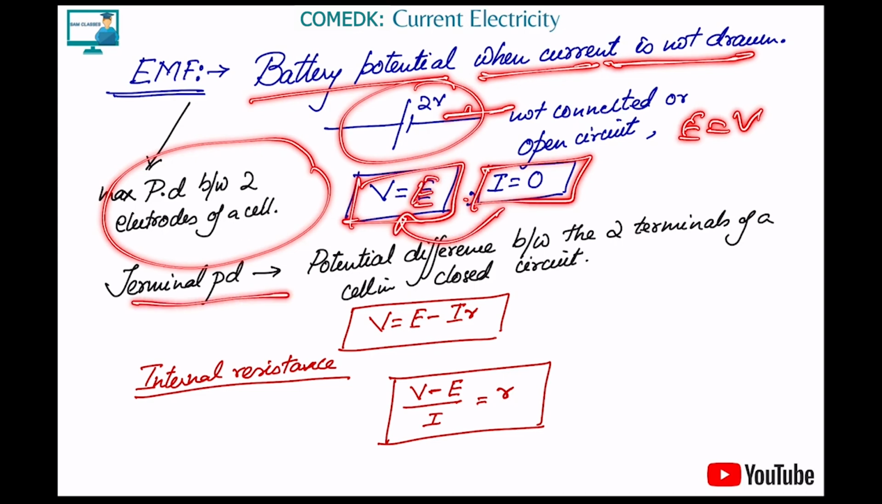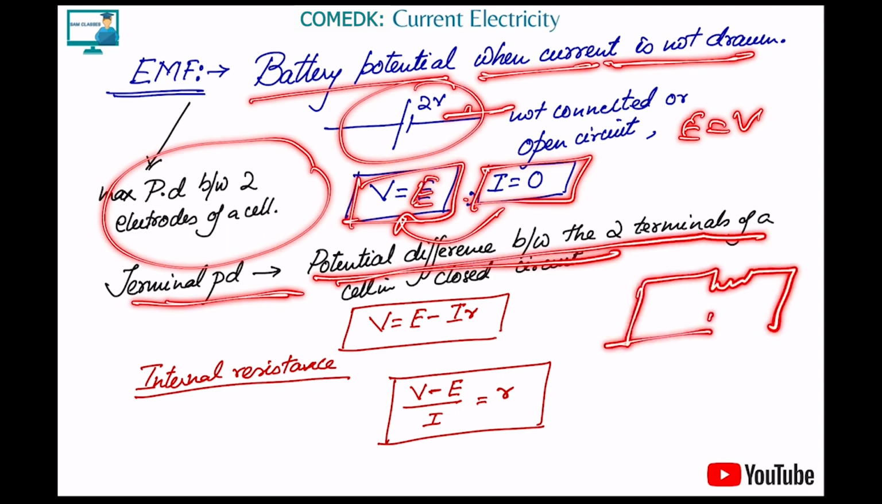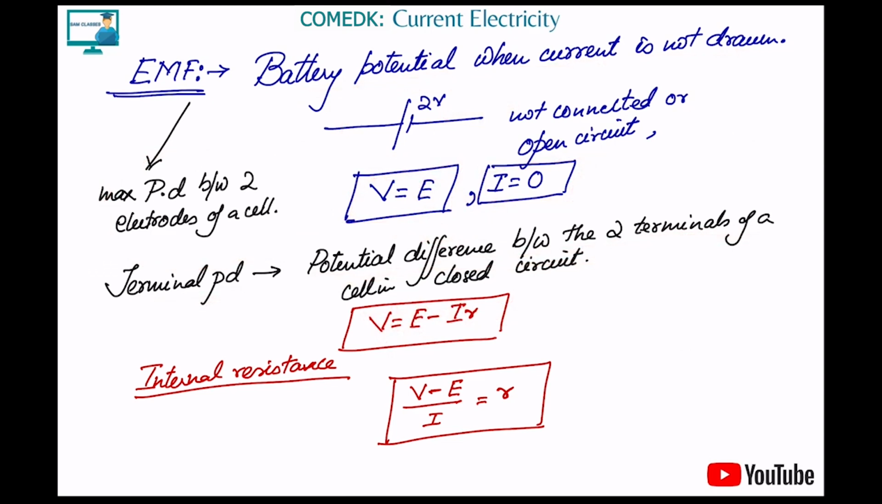The moment you have connected it, what will happen now? The moment you have made a circuit, a part of the current will go to the internal resistance also. In that case V, the potential that develops, is equal to the original E before connection minus the drop due to the small resistance. So V is equal to E minus Ir. That is known as terminal potential difference.